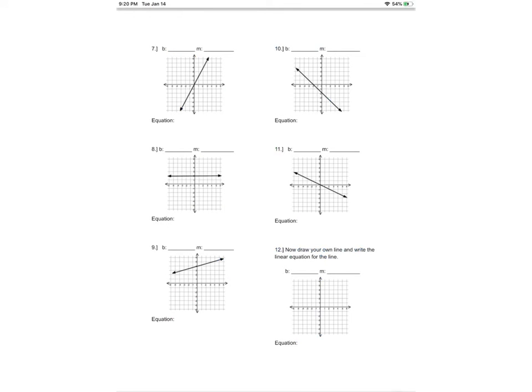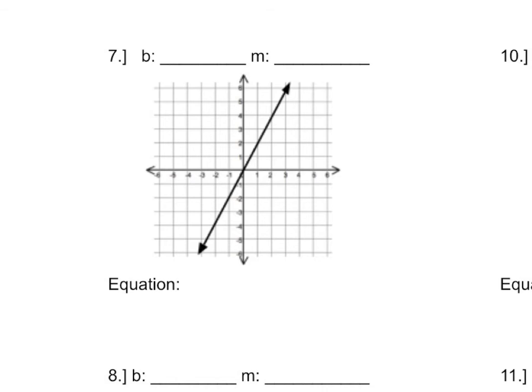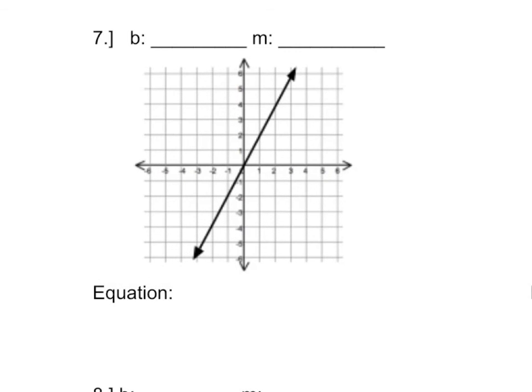So I'm moving on to the back. I'm going to go a little faster on the back, so you can just watch and go. Okay, let's find the B, the y-intercept. Boom, right there in the middle. So our B is 0.